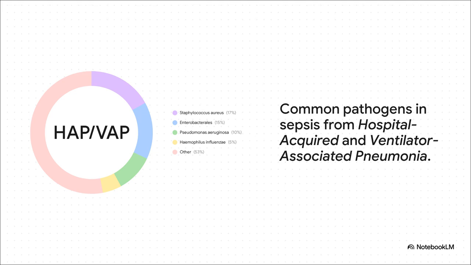Well, it's often a familiar cast of characters. Staphylococcus aureus is a huge one, leading the pack at around 17% of cases that progress to sepsis. Right on its heels are the Enterobacteriales family and the notoriously tough Pseudomonas aeruginosa.